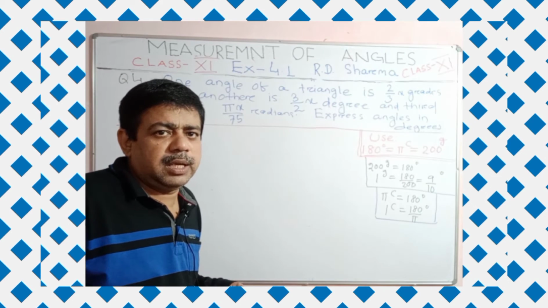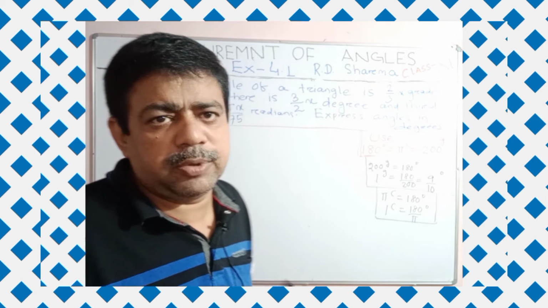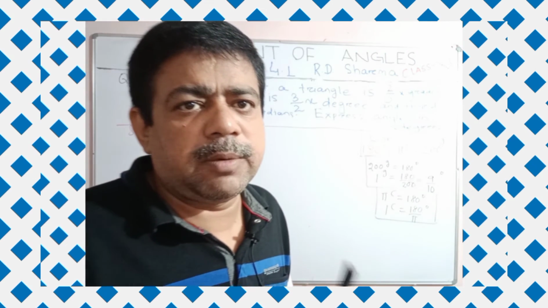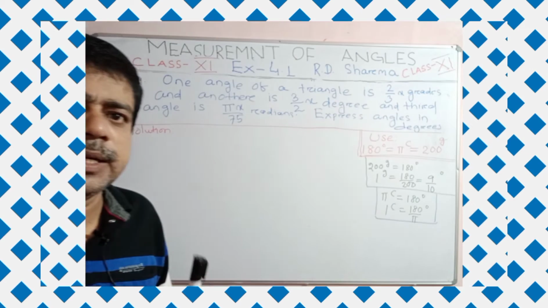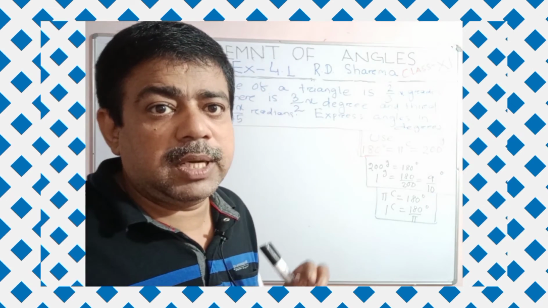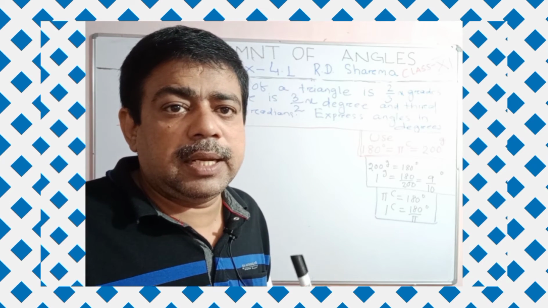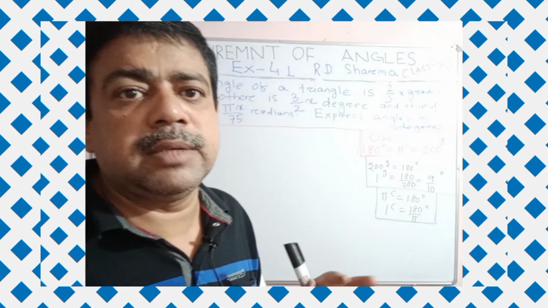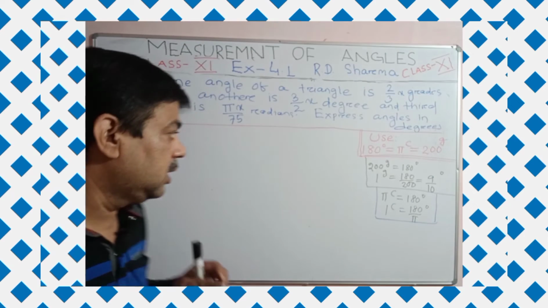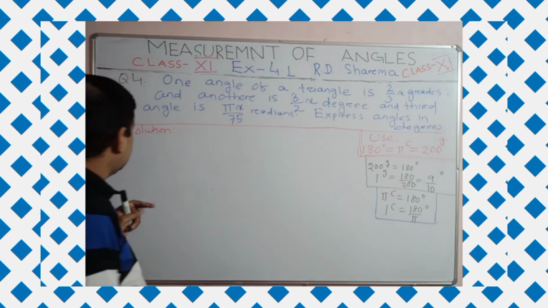So here is another interesting question in front of you, and it is one of the applications of the units of measurement of angles. Here in a triangle, 3 angles are given in different systems. One angle is given in grade, another angle is given in degree, and the third angle is given in radian. We have to express all the angles in degree. Let us read the question.